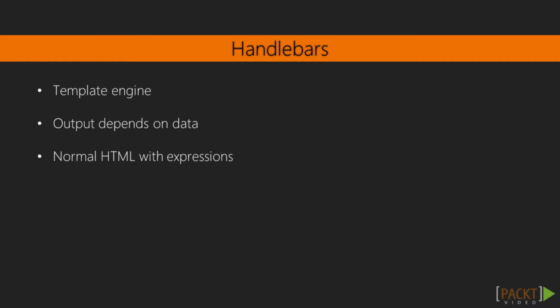Handlebars is a template engine which allows you to render templates on the client or the server. When you are developing dynamic applications, you need to change the HTML dependent on the data. Templating engines enable you to do that. With Handlebars, we will write normal HTML with some expressions that change the output.